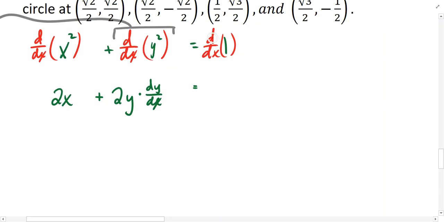On the right-hand side, we're asking for the derivative in terms of x, but we don't have an x variable here, and that's okay because this is just a constant. And it's the same derivative rules that we've been using all along. The derivative of a constant will, of course, always equal 0.